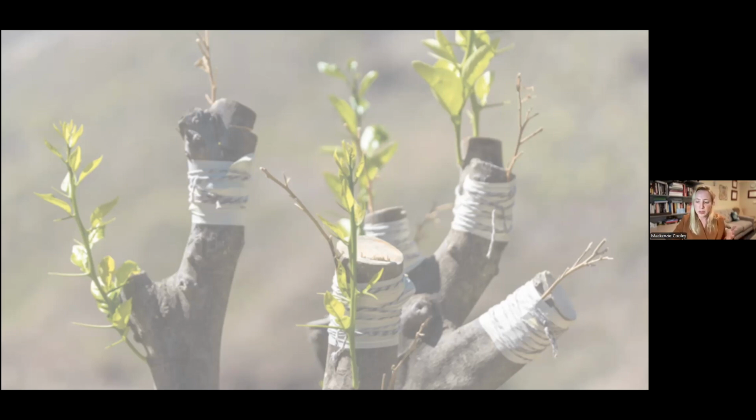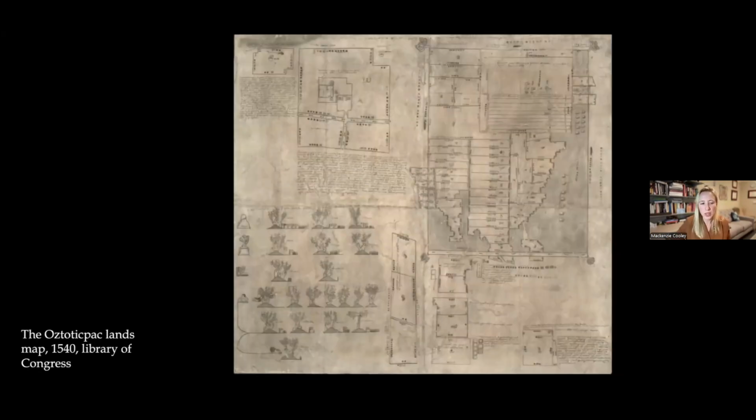Grafting tended to reproduce plants that were already known to be strong, while seeds, by contrast, introduced variability. In my book, The Perfection of Nature, I talk about how agricultural practice slipped into metaphor, and in turn, that slipped into social interactions and practical science. And so in this activity, we look at the Ozoticpac land maps from 1540 from the Library of Congress. And we think about this image.